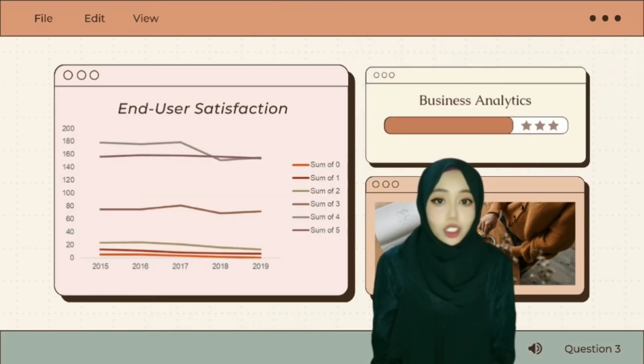According to the line chart, it shows that the number of users who rate 5 have slightest change in trend from year 2015 to 2017, and it began to decrease in year 2018 and 2019. This indicates that the end user are becoming less satisfied from the previous performance in year 2015 to 2017.